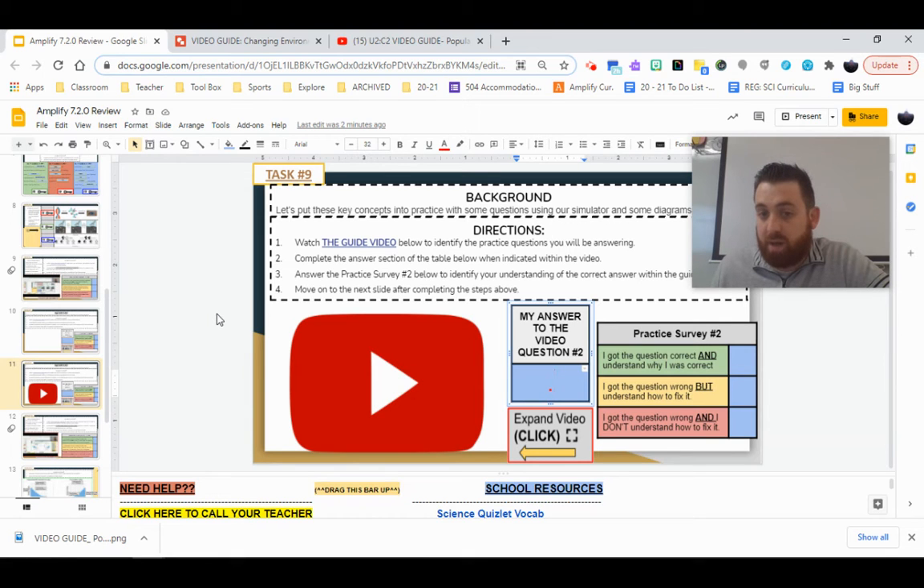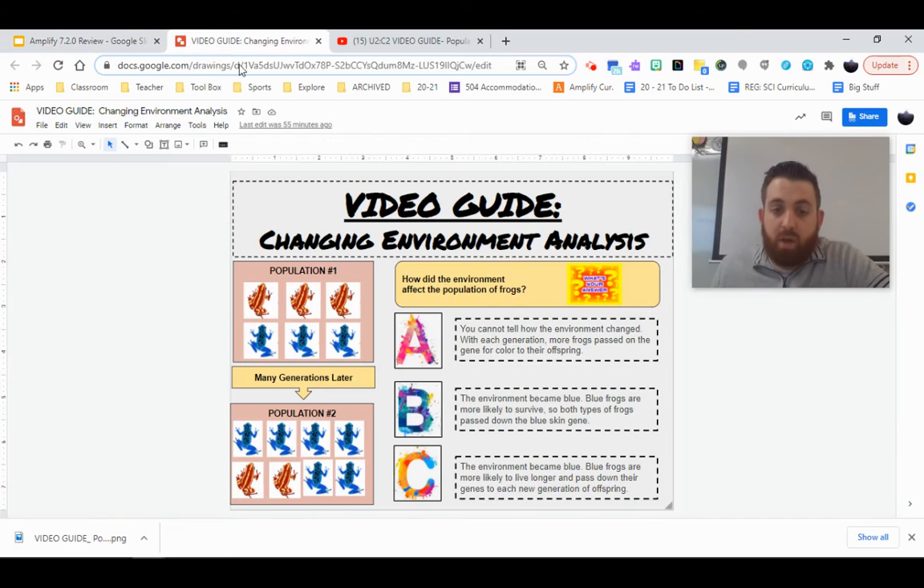Okay, are you ready? Let's go ahead and go over the answer. When we look at this, number 1 does not make sense. We can tell that the environment is affecting our frogs based on the traits that we see. We do know that more frogs are passing on the genes for color to their offspring, but we can be a little bit more specific about what trait that is and how that is affected by the environment.